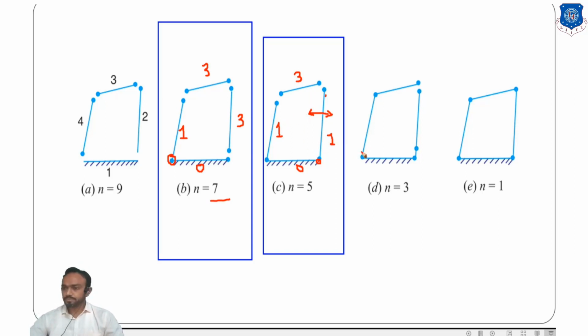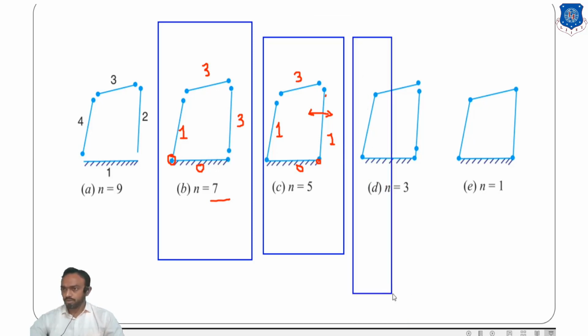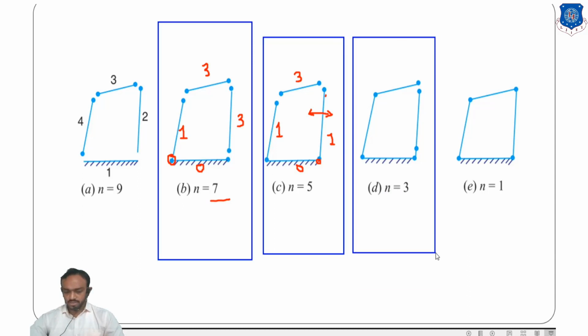Next, for the next one you can see here 0, 1, 1 and 1, but all these 4 links are connected to each other. Now the degree of freedom will become 1. Why?